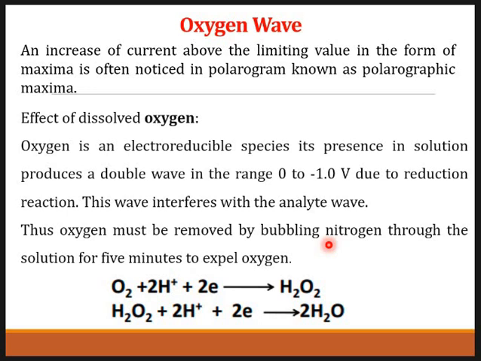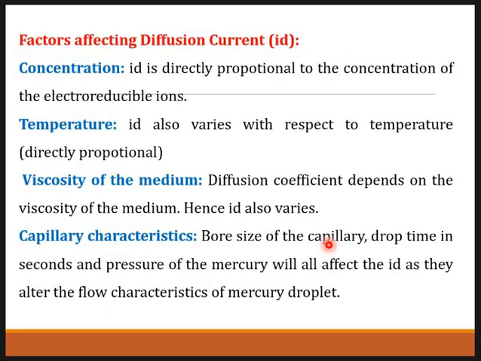So what are the factors which affect the diffusion current? We discussed two things. One is the polarographic maxima, which will affect the determination of diffusion current, and another one is the oxygen wave. In addition to those, we have some more factors which affect the diffusion current. The first one is concentration.